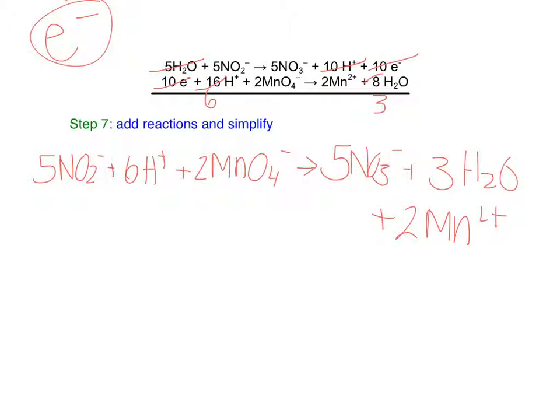Checking charge. I have -5 and +6, which gives me +1, and subtract 2. Overall, we have a -1 charge on this side. On our other side, on our products, we have 5 times -1 is -5, plus 2 times +2 is +4, altogether bringing us to -1. Check, check, atoms and charge.